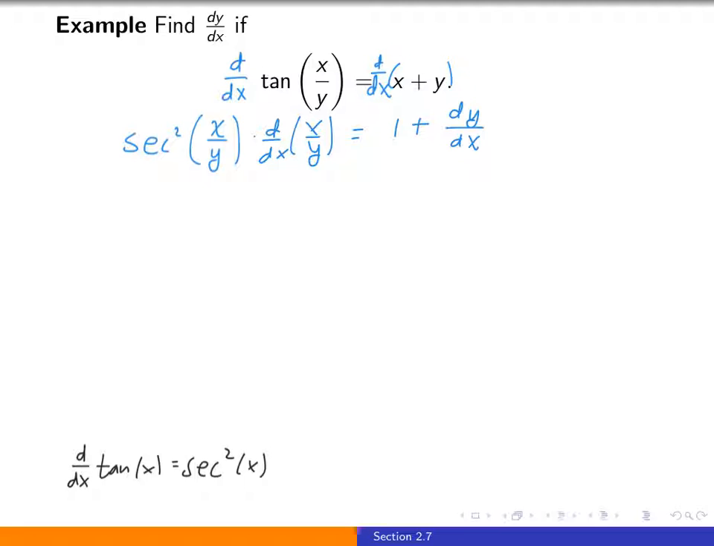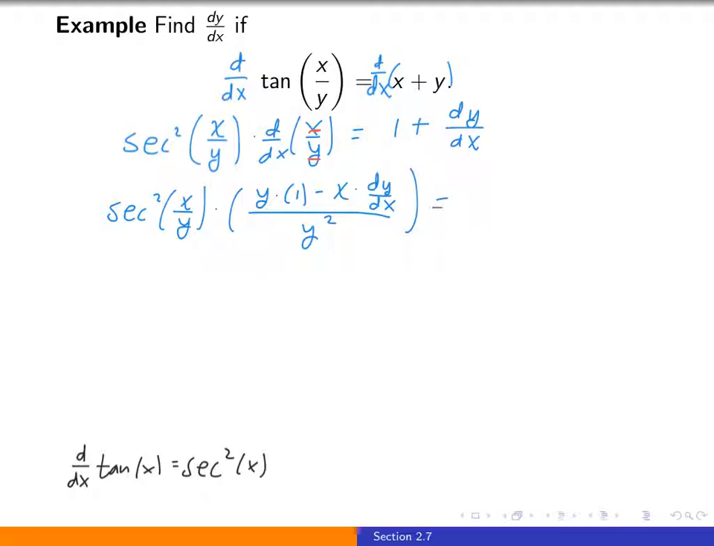So we have a derivative that we still need to evaluate on the left. So we have secant squared of x over y. And when we differentiate x over y, we're really thinking of it as being a function of x over a function of x, because y depends upon x. So we use the quotient rule. And the quotient rule tells us low d high, and the derivative of the function x with respect to x is 1, minus high d low, so that would be x times the derivative of y with respect to x, which is dy/dx, and this is all divided by the bottom squared.